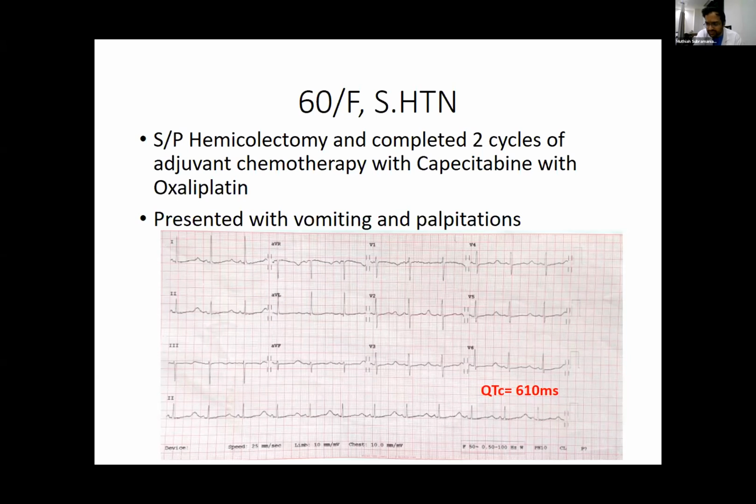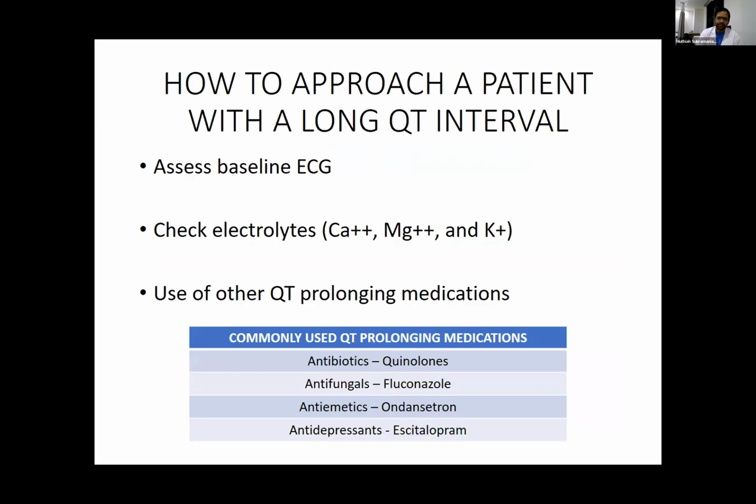She may have been given medications for her vomiting, which worsen the QT, along with the chemotherapy drug she was already on. So the most important thing when you see a patient with a long QT, or a very long QT like this, is first to find her baseline ECG and see how much this QT has prolonged compared to the baseline ECG. Always check the electrolytes, because that is often an easy to miss, but easy to treat cause of a longer QT interval. And oftentimes these patients on chemotherapy are taking other medications as well, very commonly antiemetics, and antibiotics such as quinolones may be there, and the combination of medications may have pushed the QT interval too far.